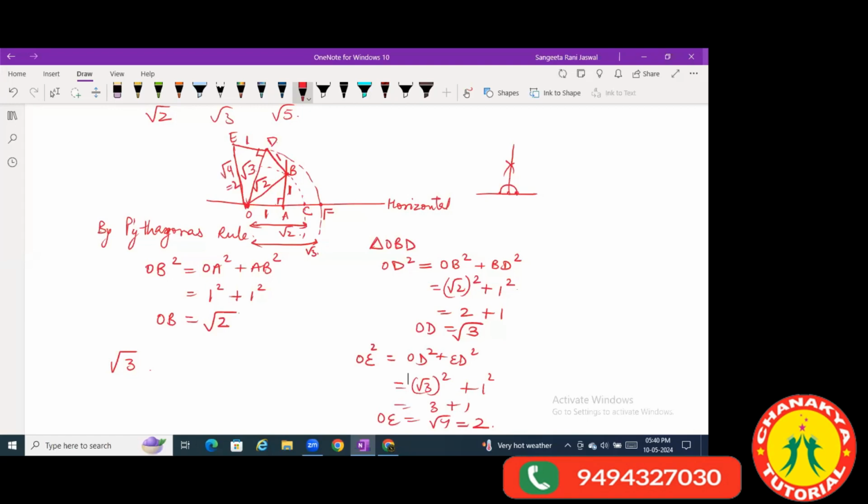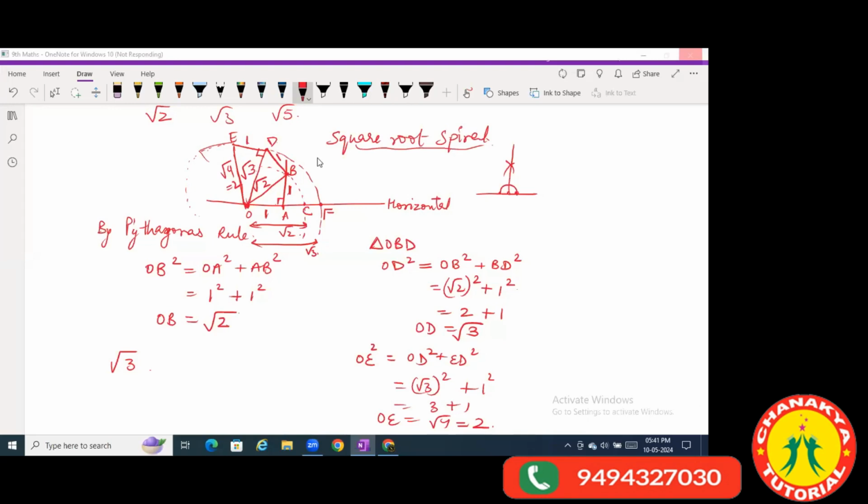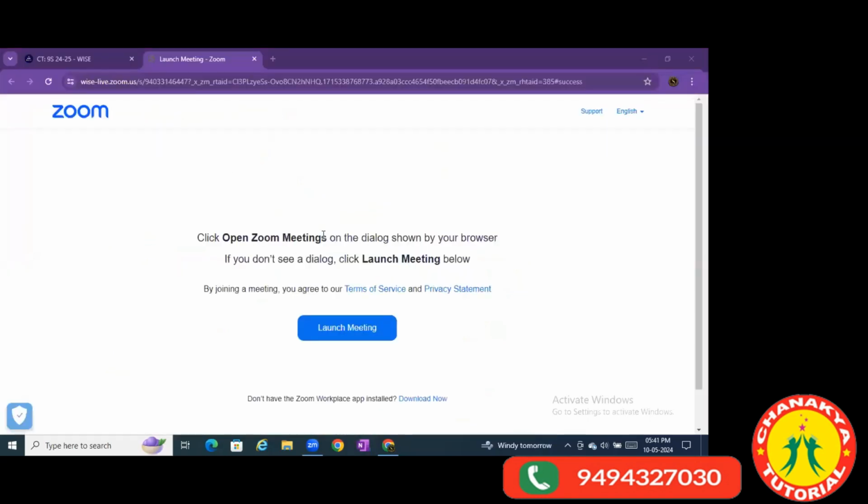So this is how, if you keep on making like this, you get the square root spiral. If you keep on making like this, you will correspondingly get root over 5 here. So you will keep on getting the square root spiral. We call this the square root spiral. In your school, maybe you must have done this activity also, the square root spiral.